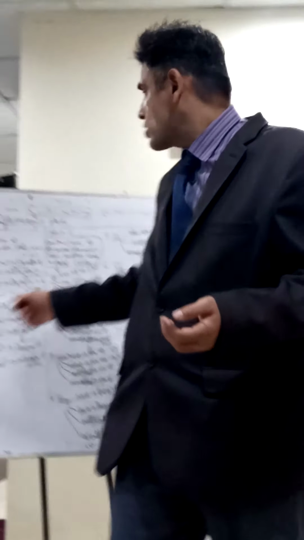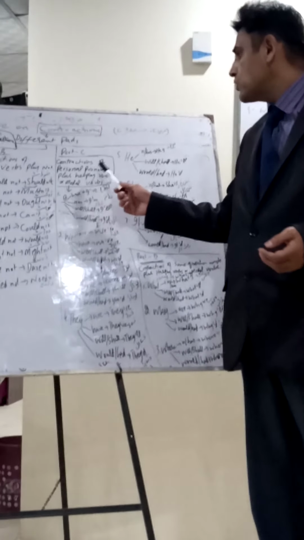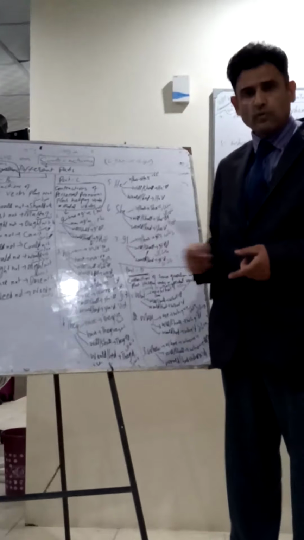So next comes part C, contraction of personal pronouns. Personal pronouns means I, we, you, they, he, she, the pronouns which we use for human beings. We can contract personal pronouns with helping verbs or modal verbs.